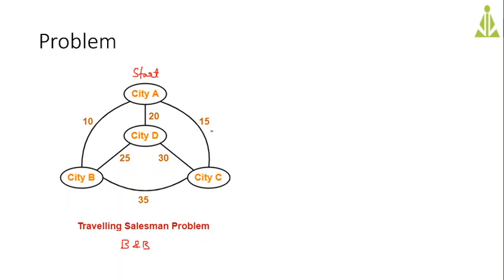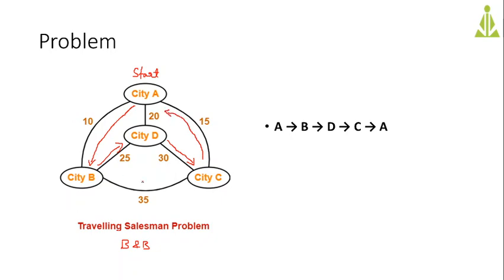Okay, so this is around 95. For this, the best solution is to go from A to B, from B to D, from D to C, then from C to A.